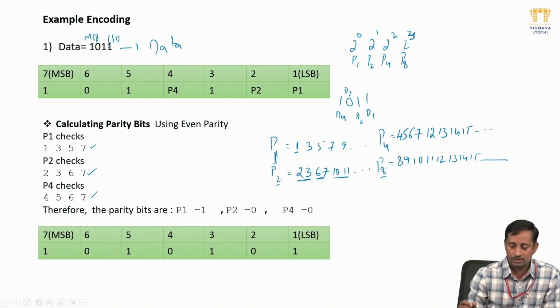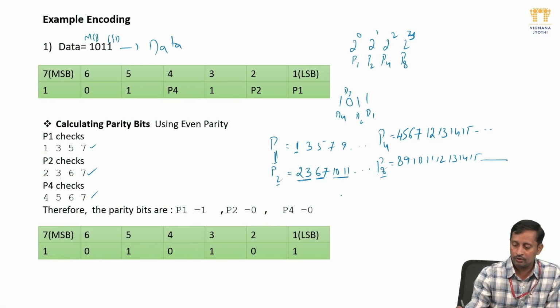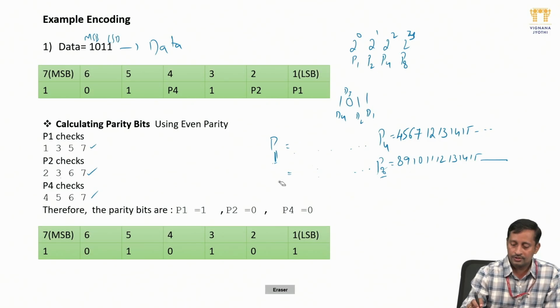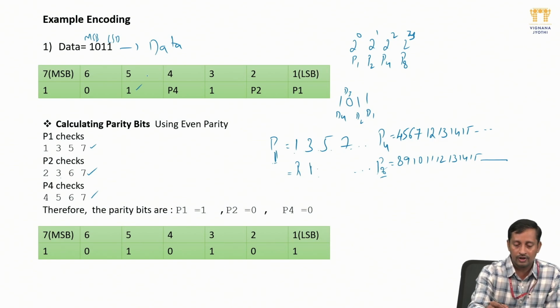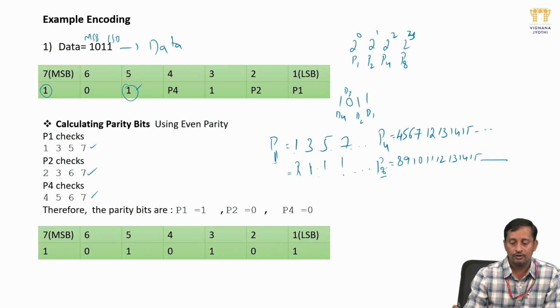Now for the same data bits, how do you find the value of P1? What is the value of P1? It's 1, 3, 5, 7. So see the data frame. From this data frame, what is P1? The first position is P1 itself. In the third position, we have 1. In the 5th position, here we have 1. And in the 7th position also we have 1.